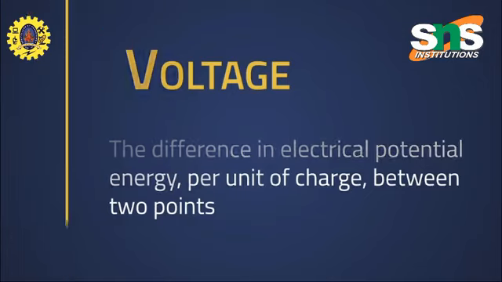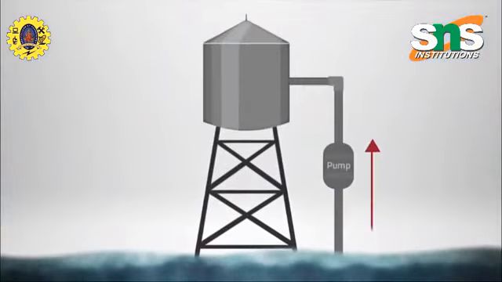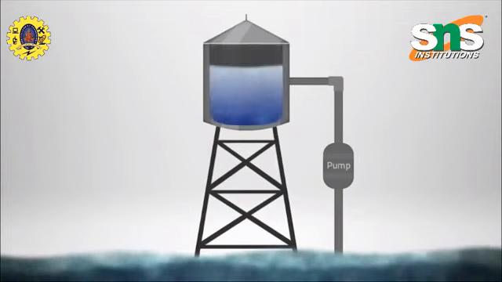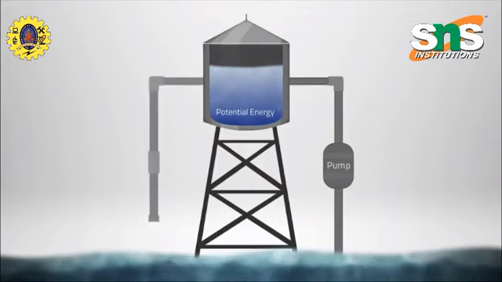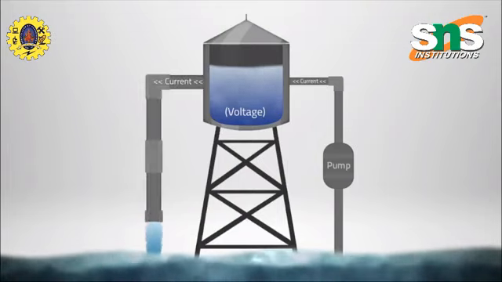The difference in electrical potential energy per unit charge between 2 points is called voltage. Just consider an overhead tank and a pump. The pump supplies the energy, and the stored water is called potential energy. If the height is very high, the potential energy value will increase, and the current delivered will depend on it. So voltage is nothing but a potential energy.